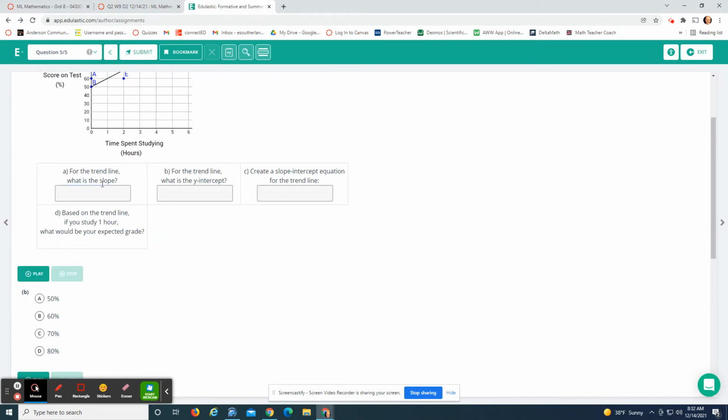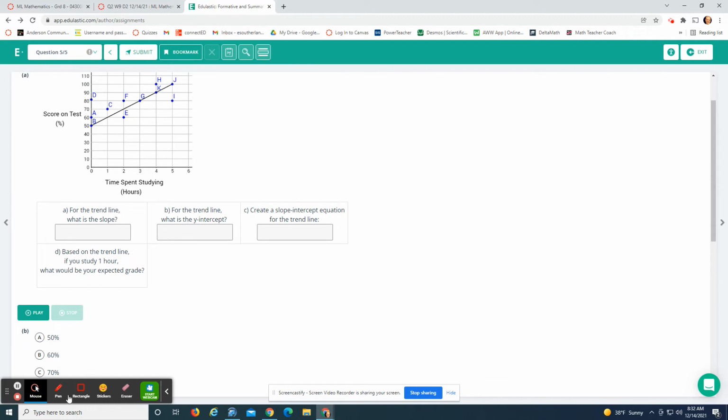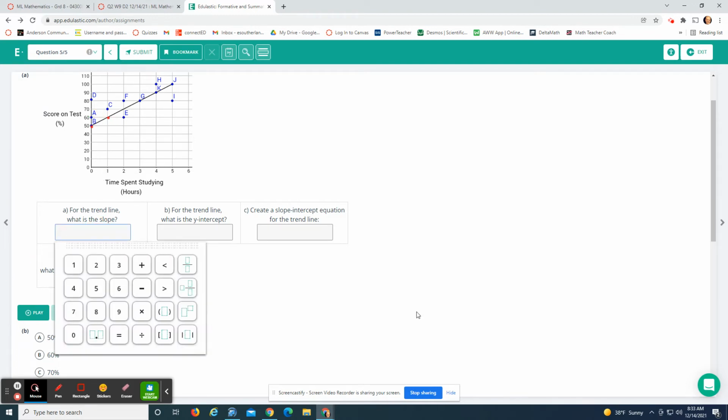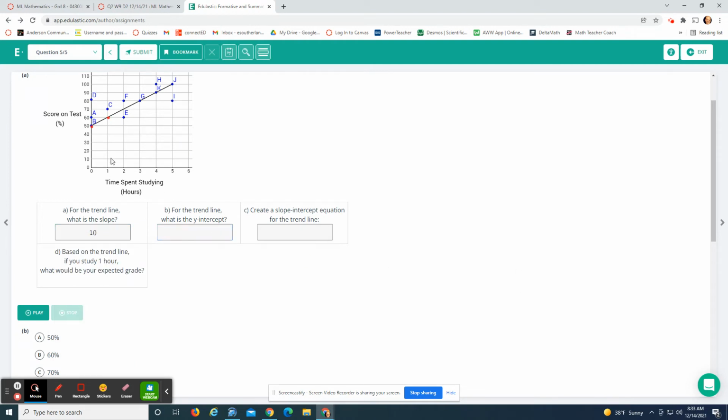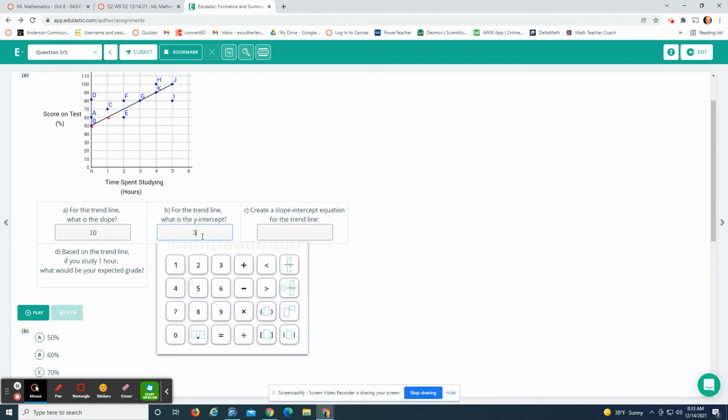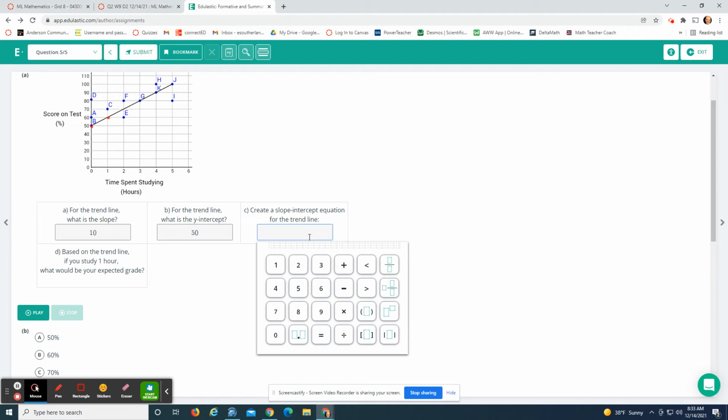For the last one, it says for the trend line, what is the slope? It crosses right here and again here. This is trying to trick you to get you to put 1 over 1, but in reality it goes up 10 because it's counting by tens and over 1. So the slope of this would be 10 over 1, which reduces to simply 10. What is the y-intercept? Well, right there's the y-axis, so it crosses at 50. What's the equation then? It would be y equals 10x plus 50.